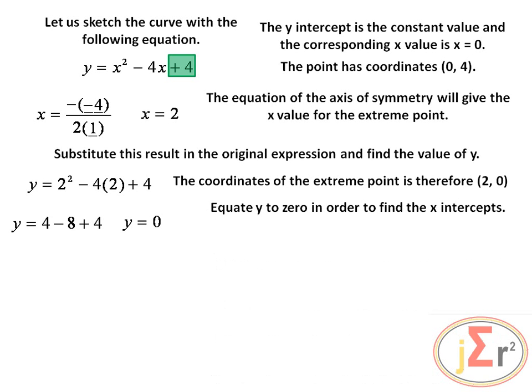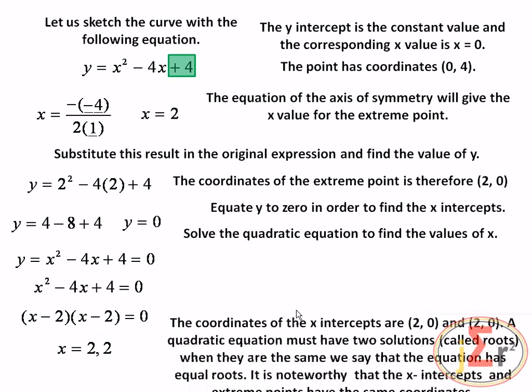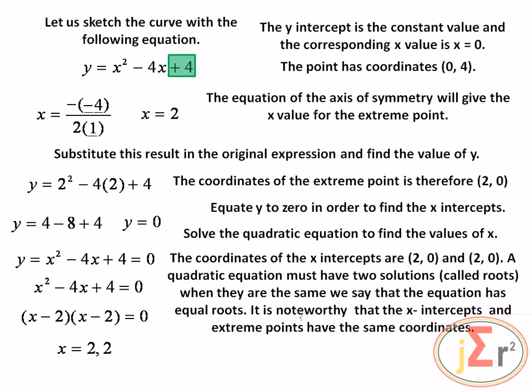Equate y to 0 in order to find the x-intercept. Now, what do we realize here? We realize that the coordinates of the extreme point is 2, 0. So we're going to equate y to 0 in order to find the x-intercept. What are the x-intercepts? Solve the quadratic equation to find the values of x. We have x minus 2, x minus 2. So here we have x is equal to 2 in both cases. The coordinates of the x-intercepts are 2, 0 and 2, 0.